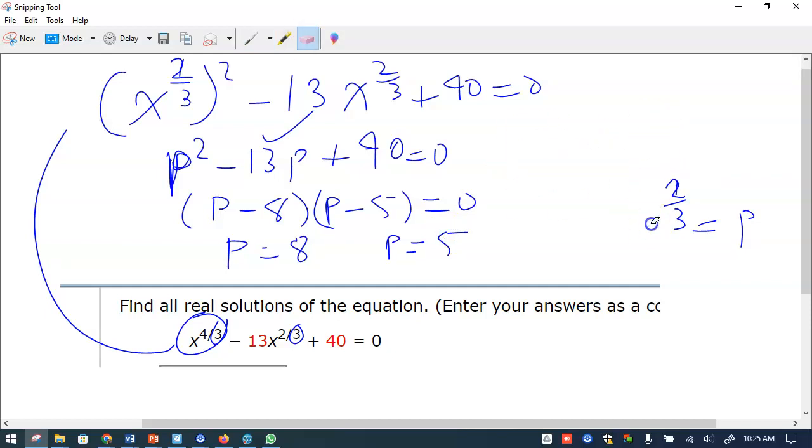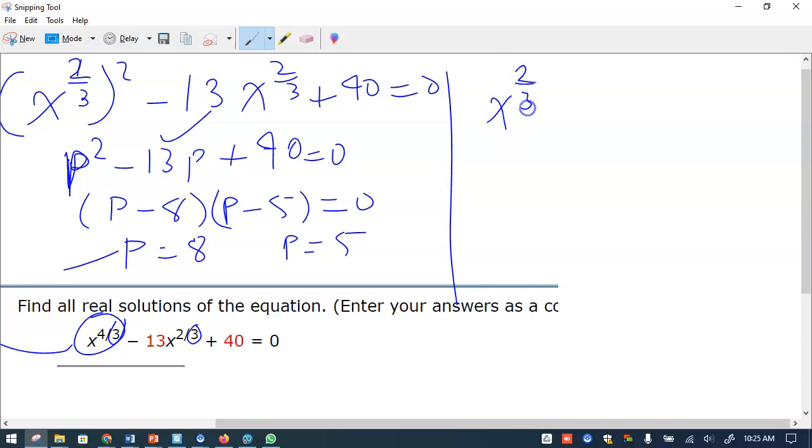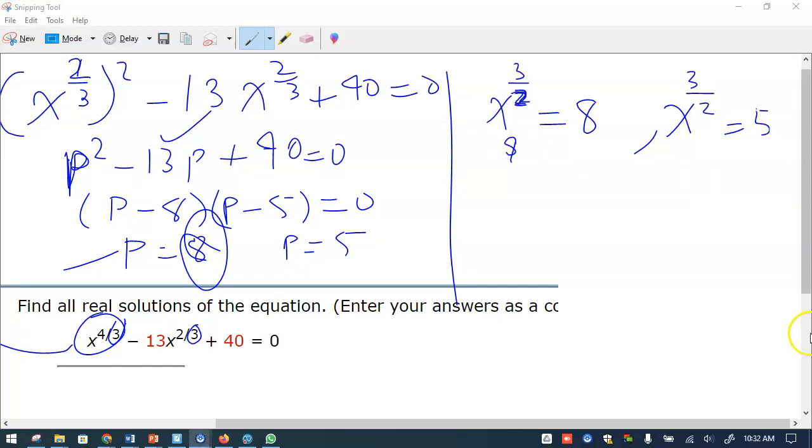So plug it in. So remember we had substituted p's. p is x raised to 2/3, and the answer we got is 8. So I'll put 8 right here. And the other one is 2/3 of 5. Okay, so there is a mistake here. Let me take this off. This should be 3/2. So this is 2/3, and this also is 2/3.